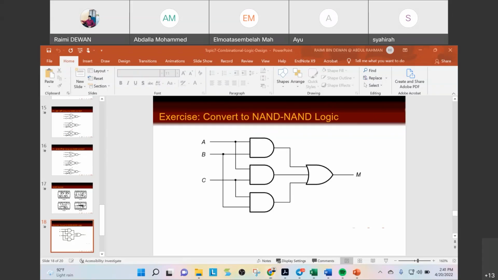Okay, I give the link at the Webex chat, the link for the Padlet. If you have done it, you put your answer there.